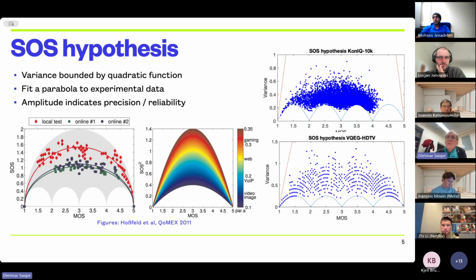And for our data sets, Konic 10K and VQEG HDTV, these are the plots of variance versus the MOS, and you can see the upper bound of the parabola and the lower bound, which looks like this. And all the dots here correspond to the images in Konic 10K or to the videos down here. And if you approximate the point cloud with a parabola, it is lower than the experimental data they had on the left. So this is for Konic 10K, and according to the hypothesis, it indicates that it is a good data set with not so much variance per stimulus.